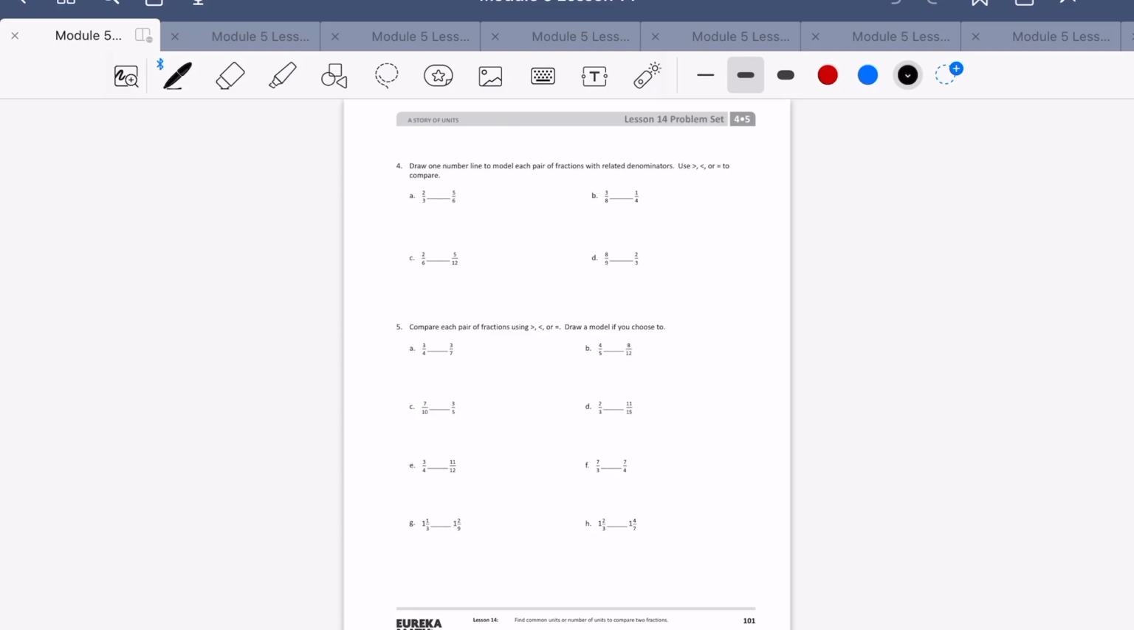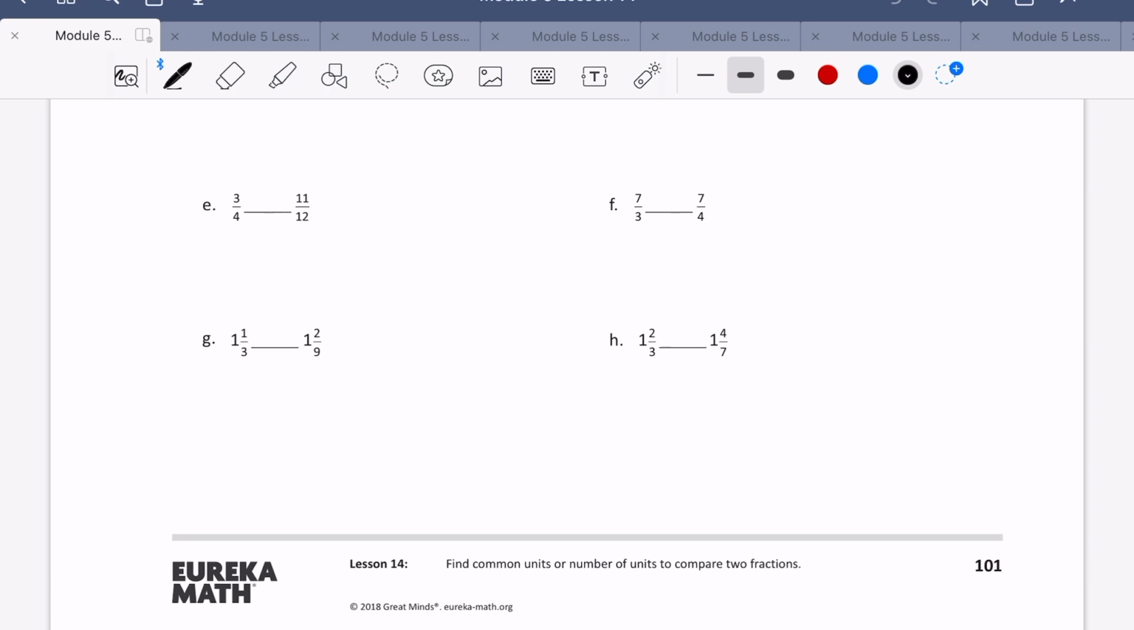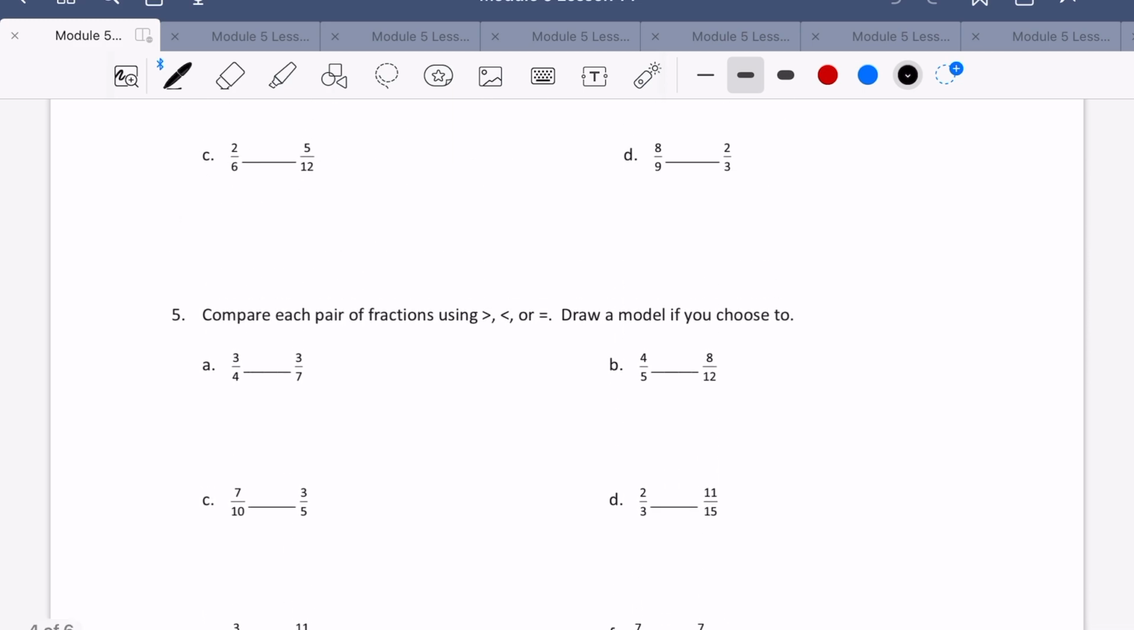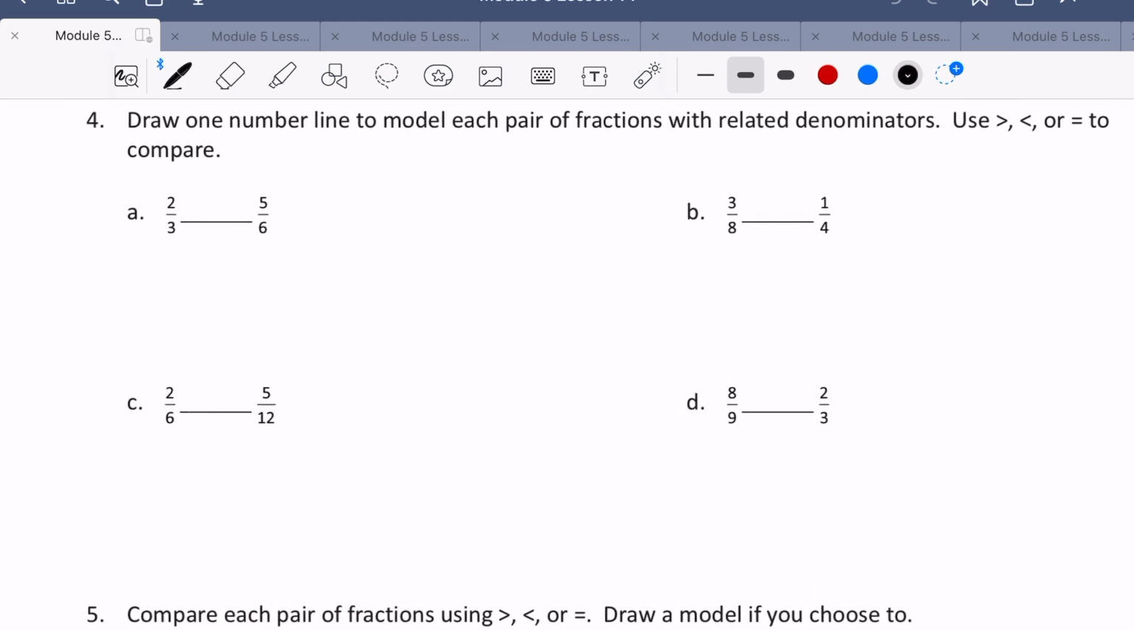All right, we are on page 101 in our math book, lesson 14, so make sure you are on the page with me. If you need to pause the video at any point in time, you can. Okay, we are going to compare fractions.